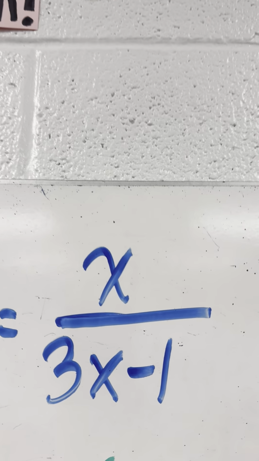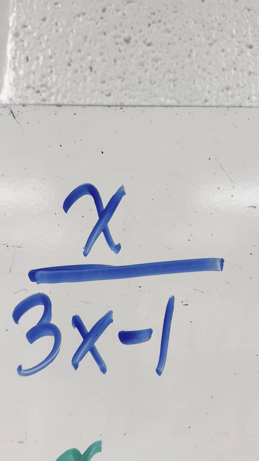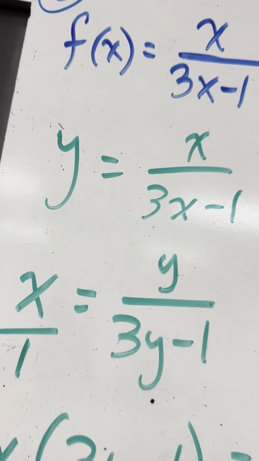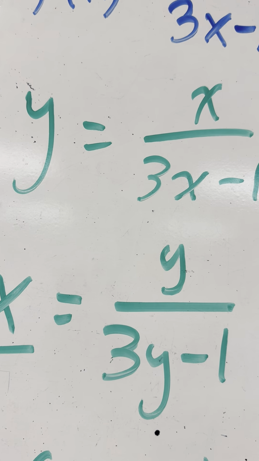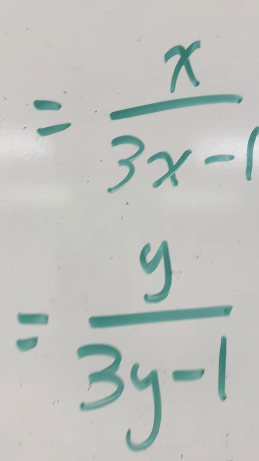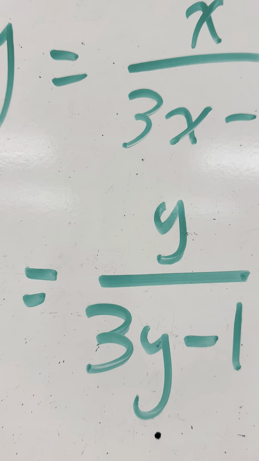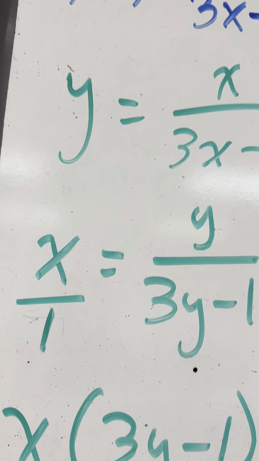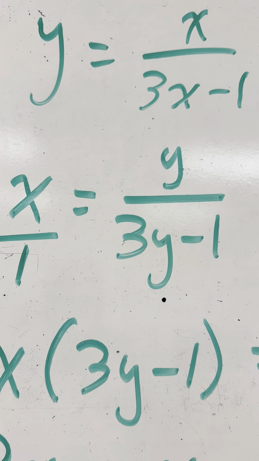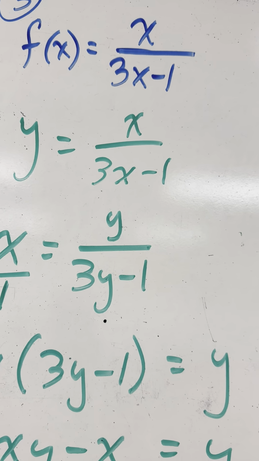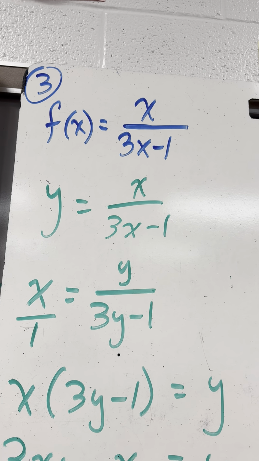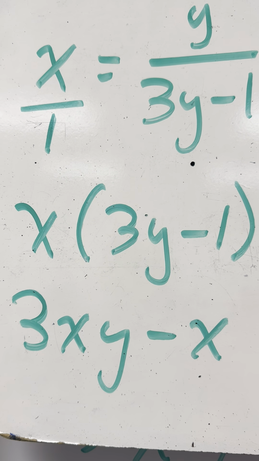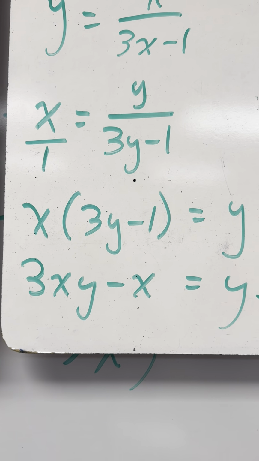Now, what if I have two x's? All right, I have two x's here. Okay, no problem. I just fill them in with two y's. Okay, change the two x's, make them two y's. Okay, I'm going to cross multiply. X times 3y minus 1 equals y. Okay, now I'm going to distribute. I'm going to get 3xy minus x equals y.